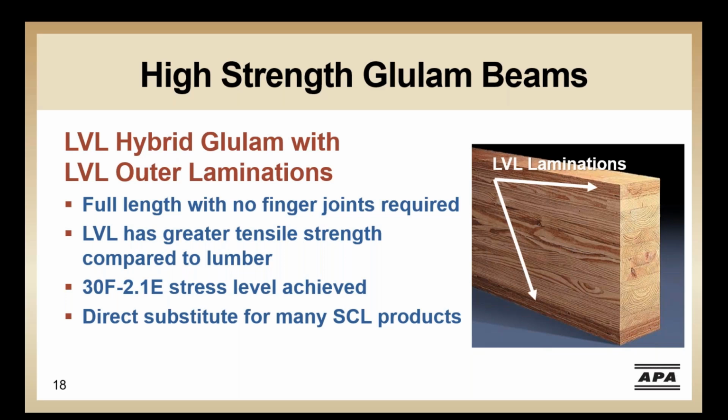Hybrid beams use LVL top and bottom laminations to increase the tensile strength. It not only increases the strength of a traditional 24F 1.8E beam, but is now one of the strongest beams available in the market with values of 30F 2.1E stiffness values. Although not available as a stock item, they do come in conventional glulam depths as well as an I-joist compatible depth to fit well within today's engineered wood floor systems.